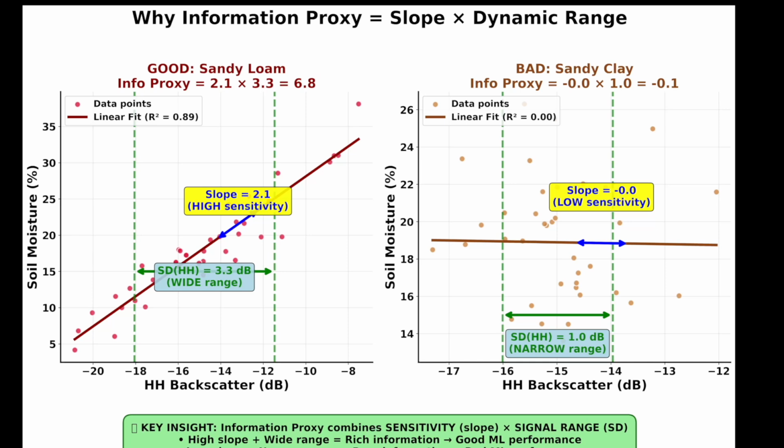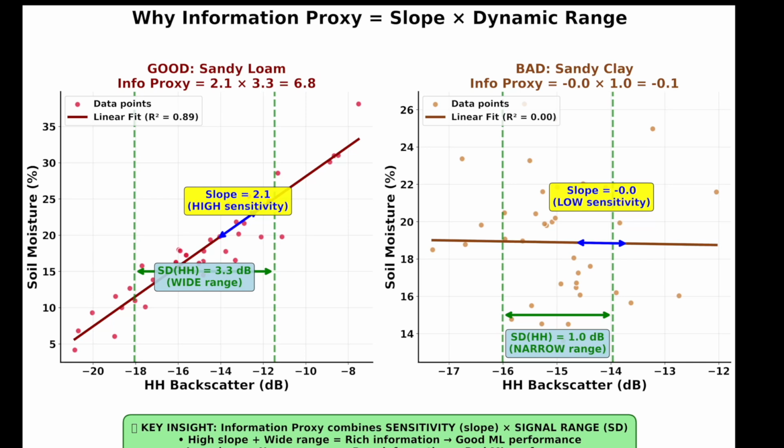On the left, you see a good soil example. The little red dots slope upward sharply as the soil moisture increases. You see the linear fit here. A small change in the backscatter on the x-axis matches with a big change in the soil moisture on the y-axis. So that steep line is a sign that radar really feels the soil moisture content.